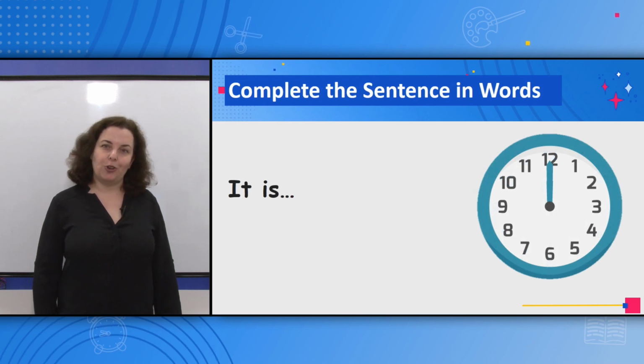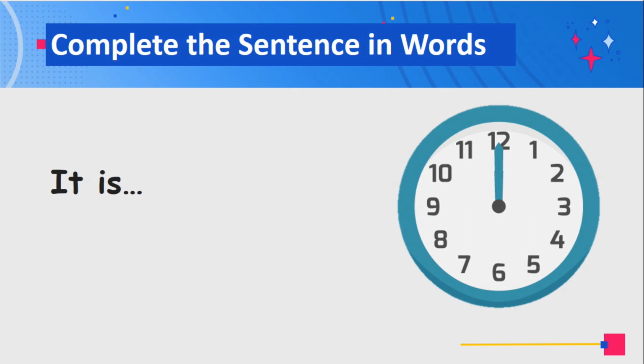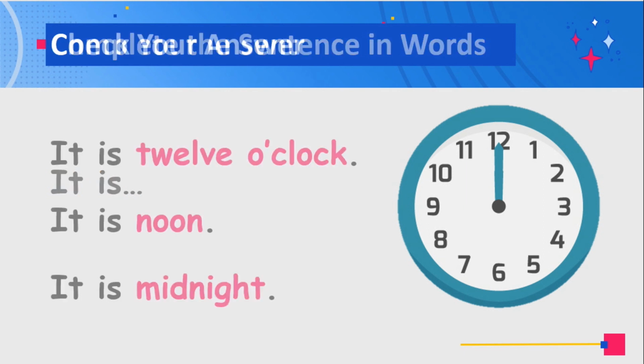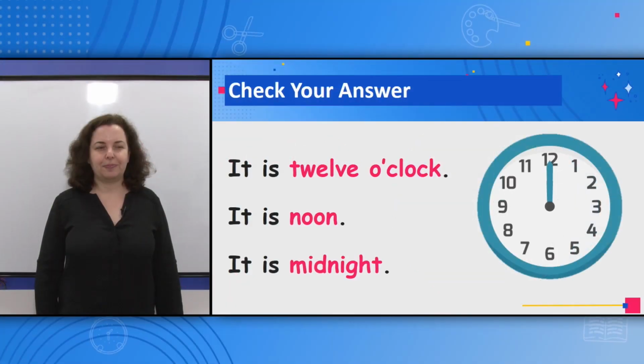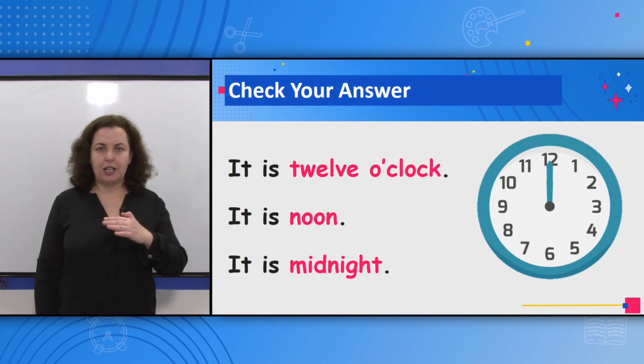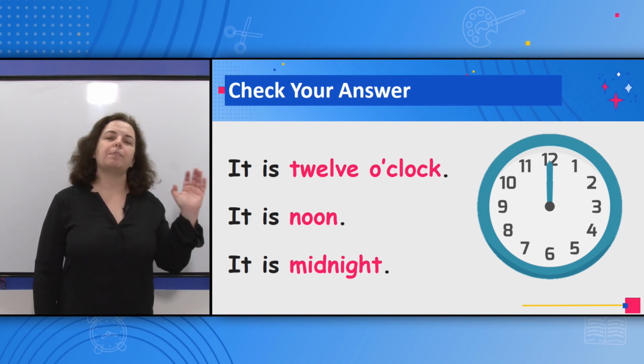What time is it here? Do you remember the 3 options? What are the 3 options? It is 12 o'clock. It is noon in the afternoon, right? 12 o'clock in the afternoon. You probably eat lunch at noon. Or it is midnight, and I hope you sleep by midnight. So 3 options when it comes to 12. Either it's 12 o'clock, it is noon, or it is midnight.